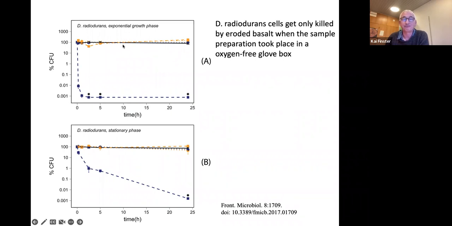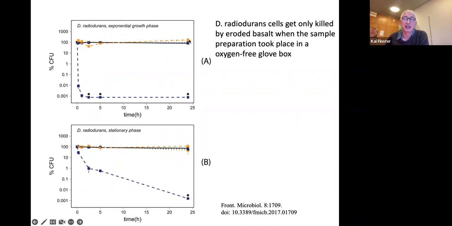Just to explain the colors, we did these experiments with two different types of minerals. The blue ones are with basalt, and the orange ones are with quartz. Already just from the color, you see a difference: only with basalt we saw an effect. And this is the percentage of surviving cells normalized to a culture that was not subjected to the eroded material. You can see with quartz, for example, there was no change in number of cells.